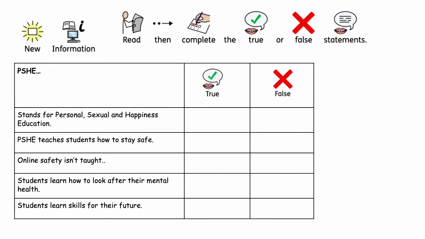So let's look at our true or false statements. In your workbook, or on the board if you're working on the board, you need to tick whether the statement is true or false based on the information that we've read in the text and also based on what you know about PSHE. So PSHE stands for Personal, Sexual and Happiness Education. True or false? Tick your correct answer.